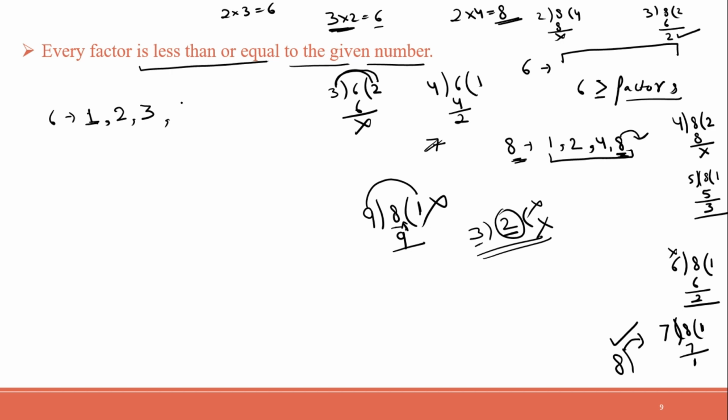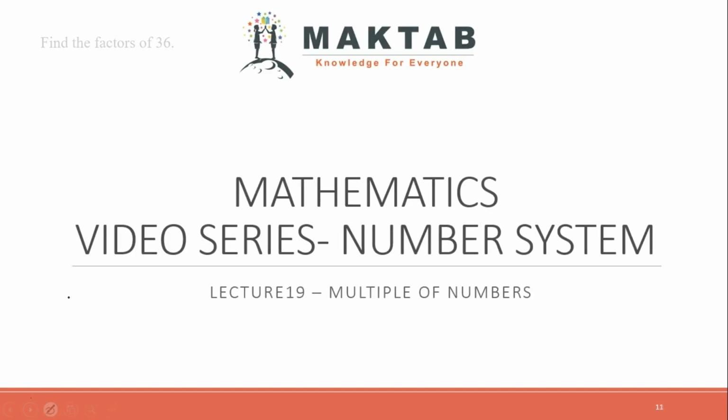So we reach 6. That means 6 will definitely be a factor of 6 because 1 and the number itself will always be the factor of the number. So we have reached till 6. Now we will not check for more than 6 in case of factors because a factor can never be larger than the number itself. Got it? So here we have factors which are smaller than this 6 and a factor which is equal to this 6. That means we have proved this, that every factor is less than or equal to the given number.